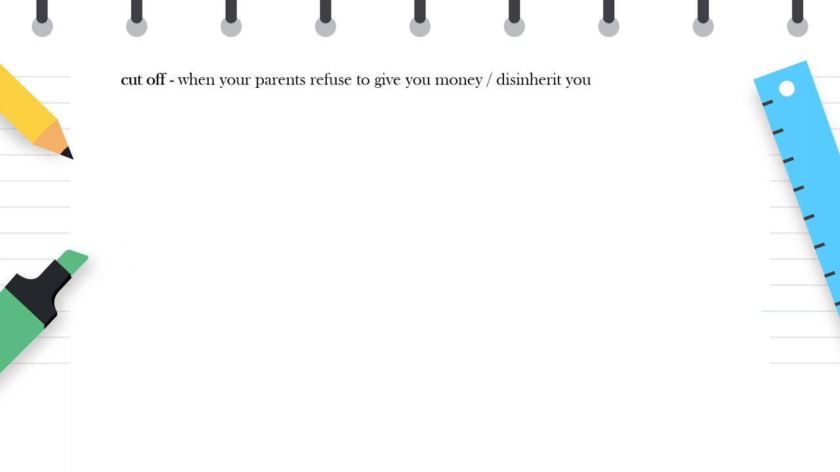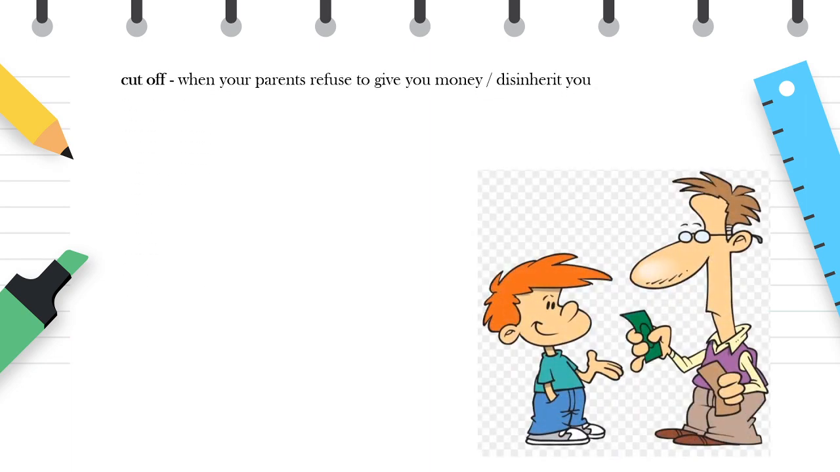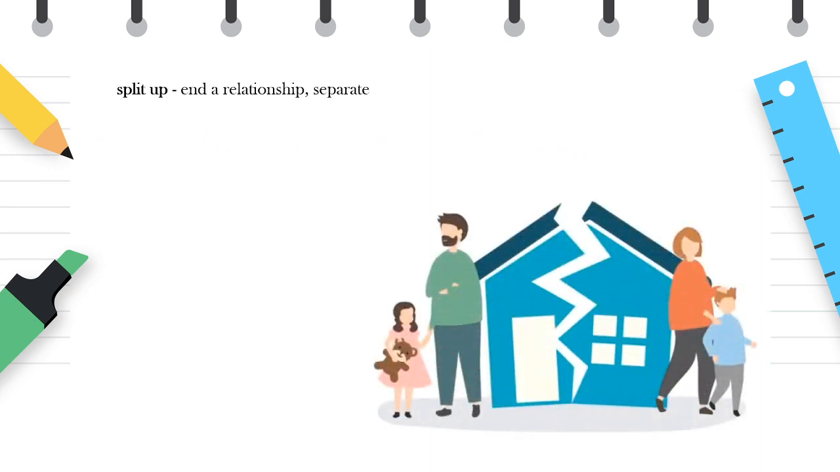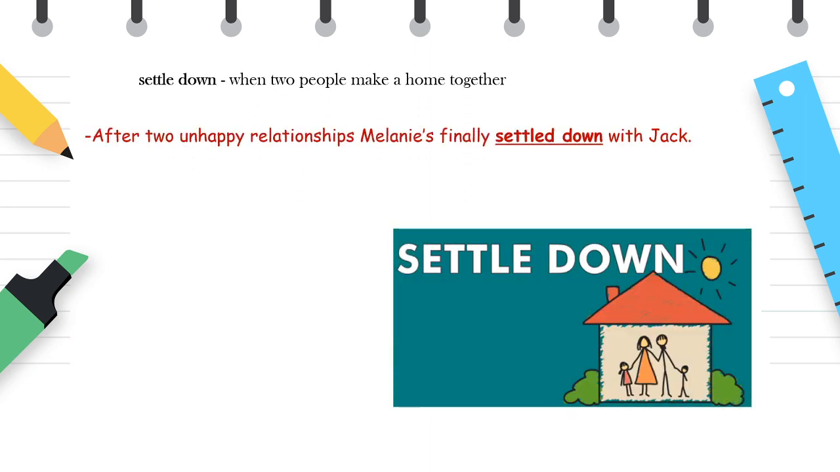Cut off. When your parents refuse to give you money or disinherit you. They were so angry with her that they cut her off without a penny. Split up, end the relationship, or separate. His parents split up when he was a child. Settle down, when two people make a home together. After two unhappy relationships, Melanie's finally settled down with Jack.